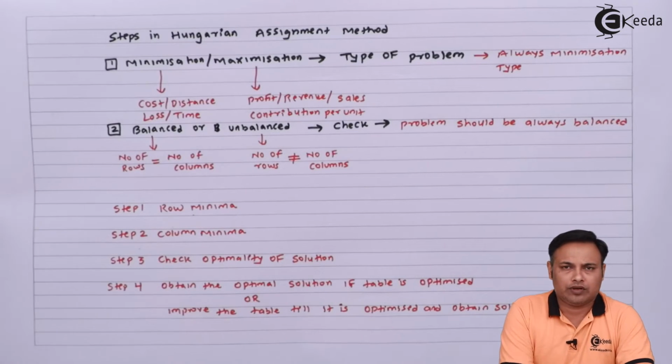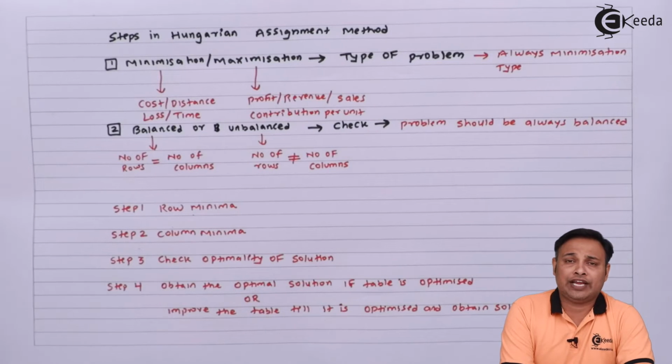Now what is row minima? Row minima is reducing the rows with the lowest element or the lowest cost from each row.